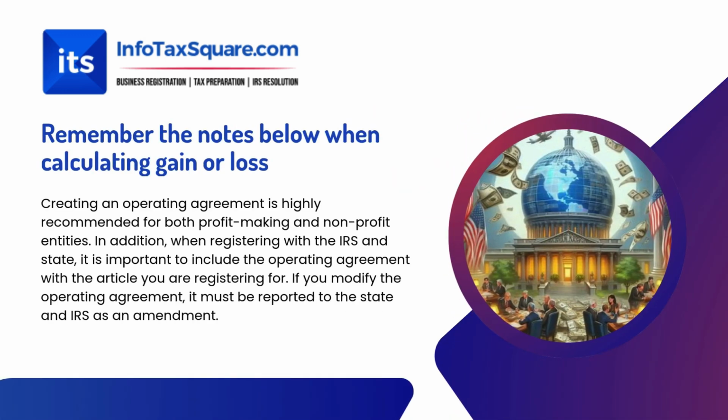Remember the notes below when calculating gain or loss. Creating an operating agreement is highly recommended for both profit-making and non-profit entities. In addition, when registering with the IRS and state, it is important to include the operating agreement with the articles you are registering for. If you modify the operating agreement, it must be reported to the state and IRS as an amendment.